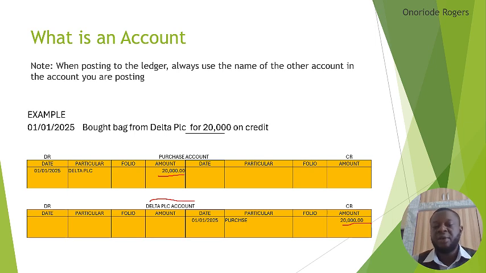So now let's look at the narration. When you are posting to the purchase account, you are going to reference Delta PLC, telling you that we bought from Delta PLC 20,000 naira. If I go to the Delta PLC account, I'll see this value, and that completes the double entry principle. So when I come to the Delta PLC account, I check the credit side because Delta PLC is giving out the goods. On the 1st of February, I'm going to see purchase. Why am I seeing purchase here? Because that is the second leg of the entry, telling me that if I go to purchase, I will see the other half of this transaction. Hope you understand that.